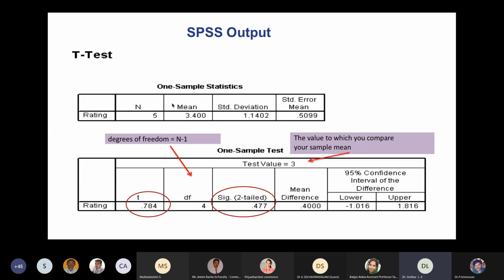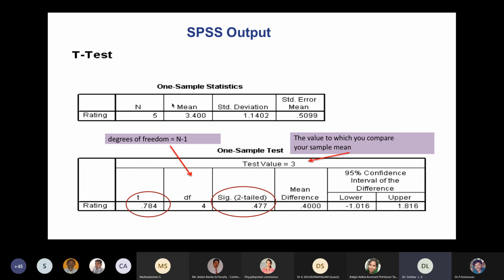That is the proposed hypothesis. What you can take is whether you are going to reject the null hypothesis or accept it. Since the significance two-tailed p value here is 0.477, it is above 0.05. In this condition, we cannot reject the null hypothesis.